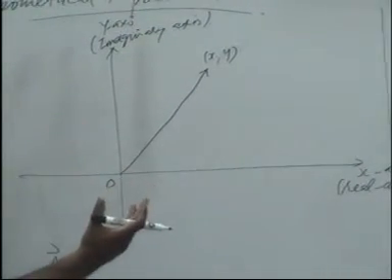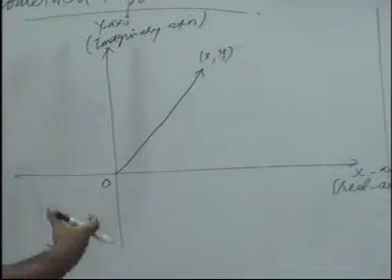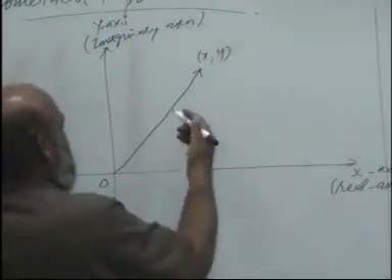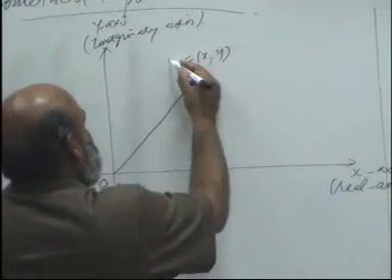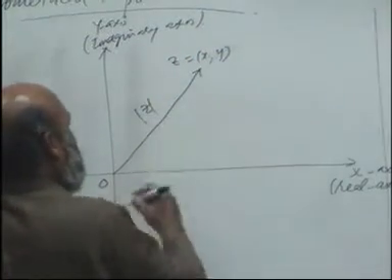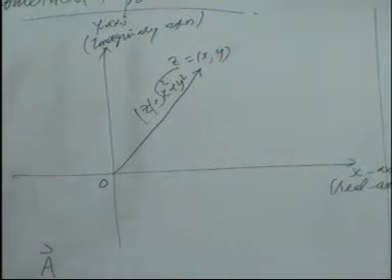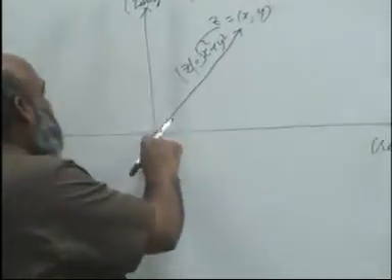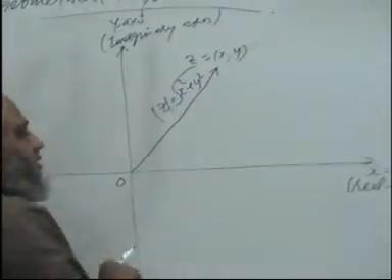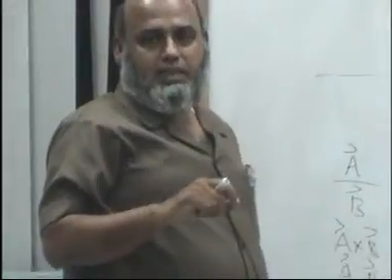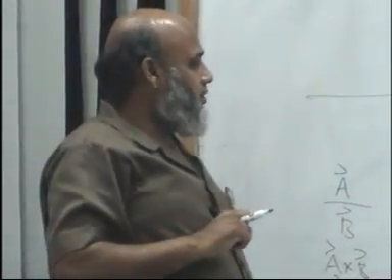So there must be the magnitude of this vector. That magnitude is, if this is z, then the magnitude is defined as the square root of x square plus y square. Means the length of this vector from 0 to this point is defined as the square root of x square plus y square.